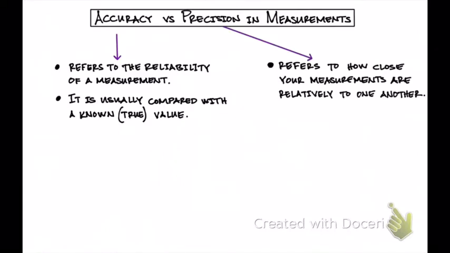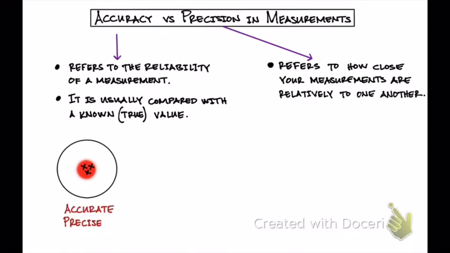Precision, on the other hand, refers to how close your individual measurements are relative to one another. So I'm going to demonstrate the difference here by looking at a target, right? A bullseye right here. And so let's say that you have three shots, okay? And you hit the bullseye. This is considered accurate measurement or accurate shots, and also precise.